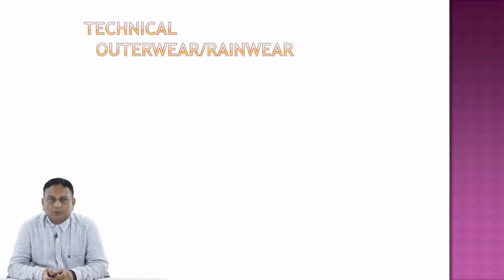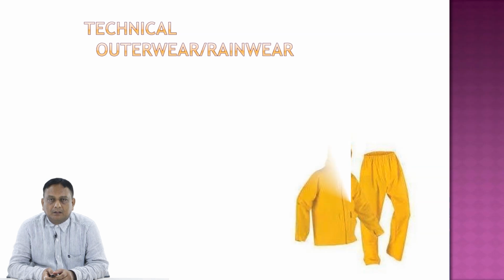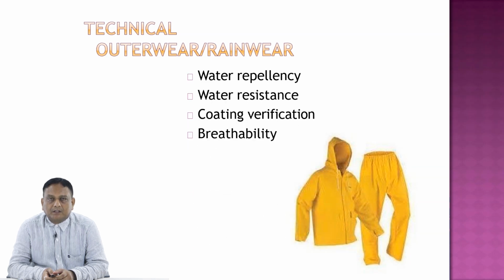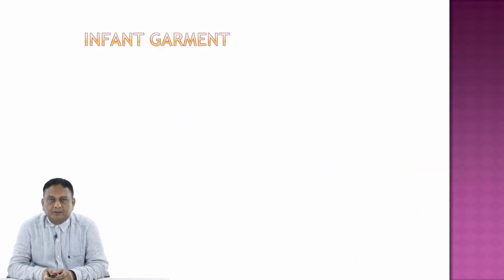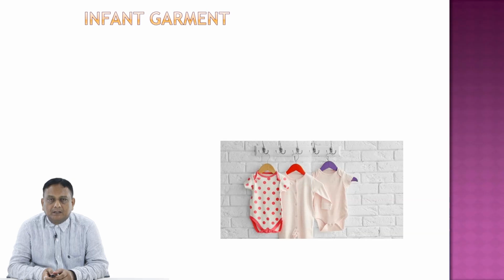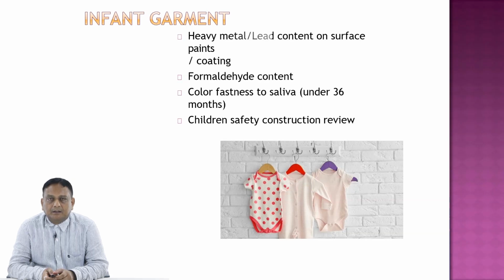Now technical outerwear or rainwear, like the figure shown here: water repellency, resistance, coating verification, and breathability are checked. Infant garment, if you see, different types of infant garments are there, and in those infant garments heavy metal, lead content on surface painting and coating is judged. Then formaldehyde content in the children's garment, very important for this. Color fastness to saliva under 36 months, and children's safety construction. Those are the things important for the review of the children's garment.